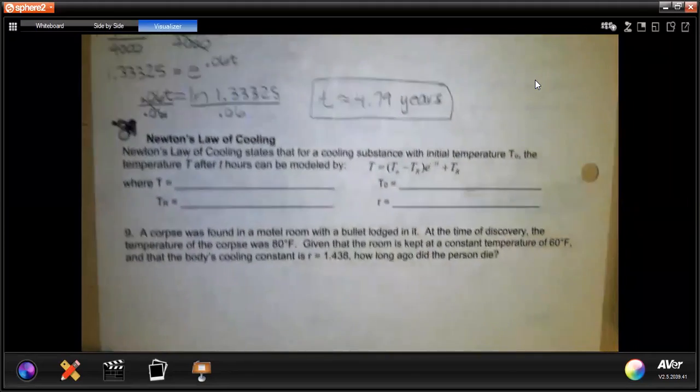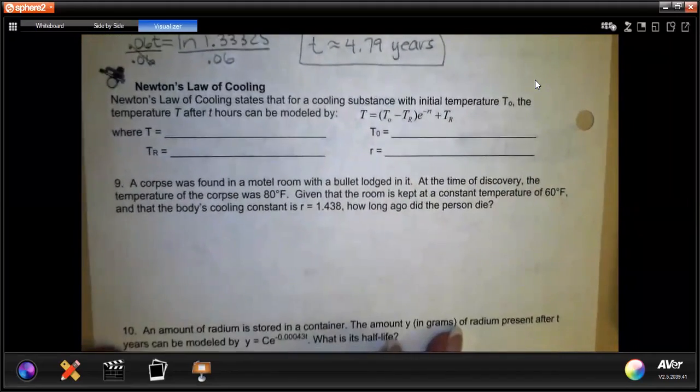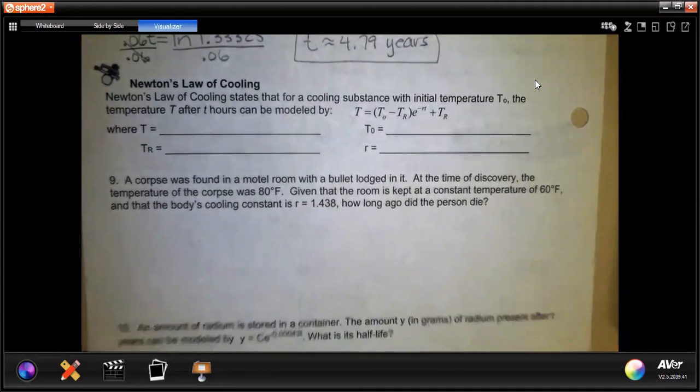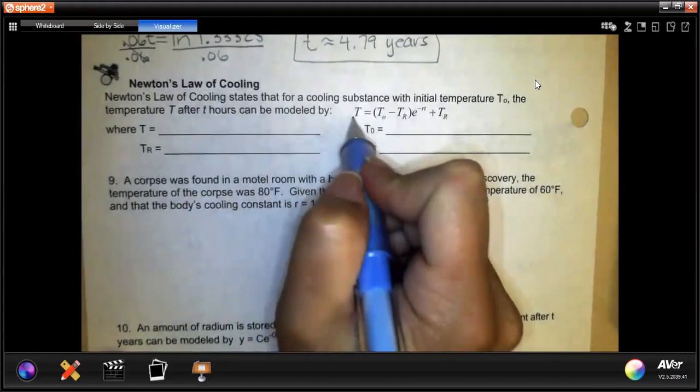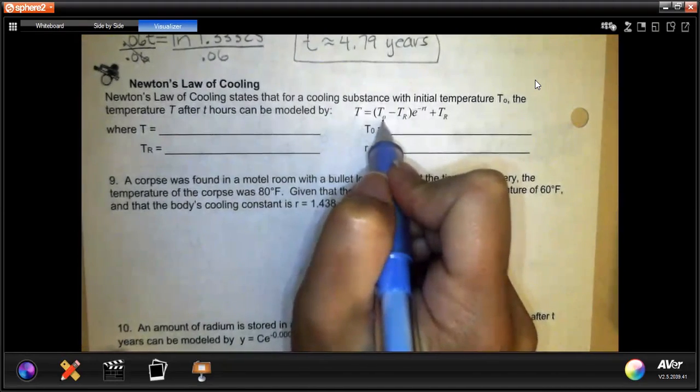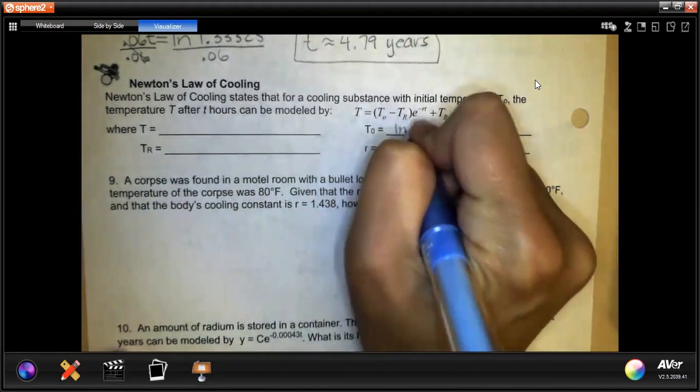All right, we're going to look at another word problem here. It says Newton's law of cooling states that for a cooling substance with initial temperature T naught, the temperature T after t hours can be modeled by this equation. Lots of T's there. So T here is the final temperature. T naught is the initial temperature, so this is going to be my initial temperature.